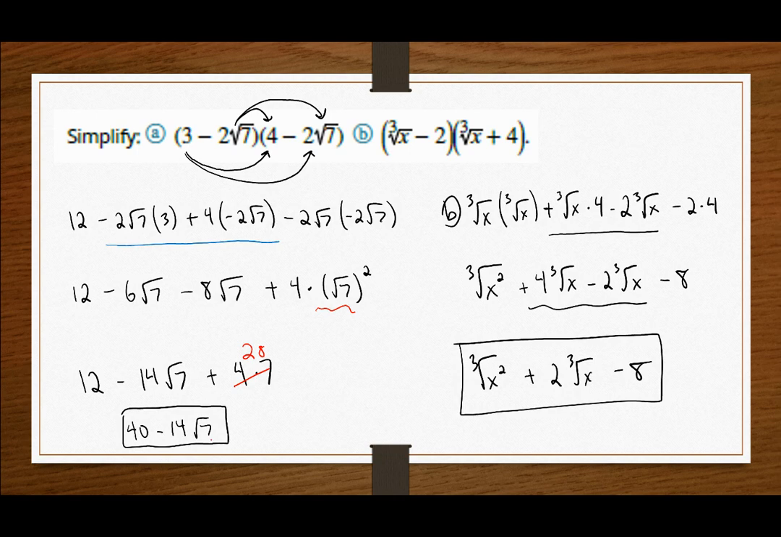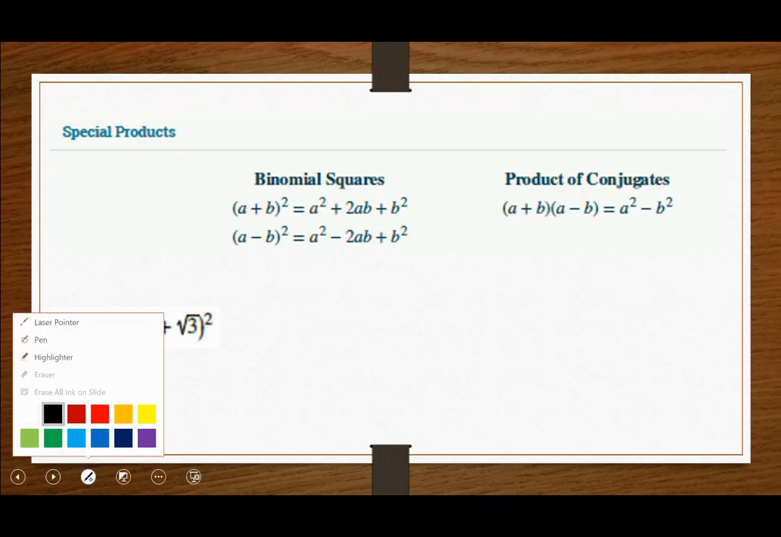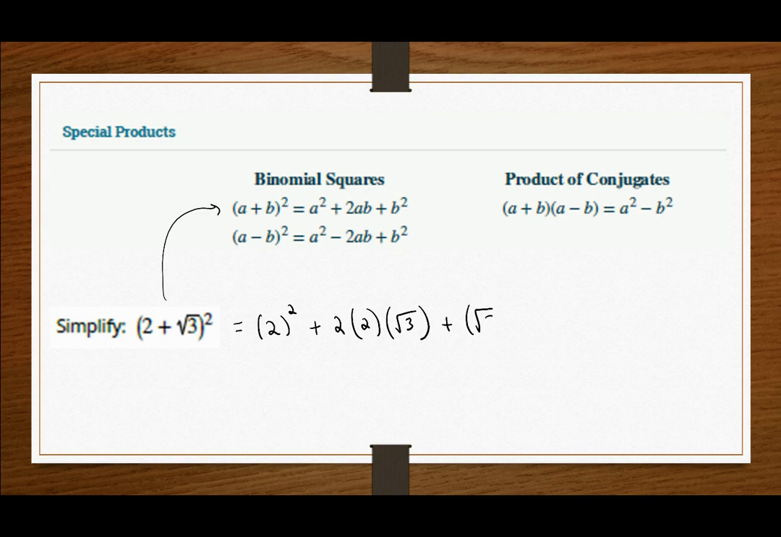Let's look at some more examples here of multiplication. These examples will involve the special product rules that we've seen before, highlighted here, known as the binomial squares and product of conjugates. These particular patterns make quick work of problems like this, even involving the square roots. So this happens to match the following pattern up here, a plus b squared, which means the result should give me 2 to the second plus 2 times 2 times the square root of 3 plus the square root of 3 squared.